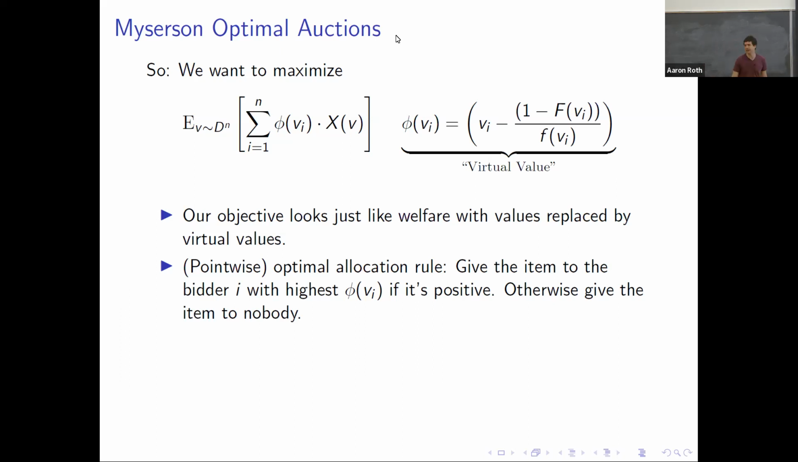And if everyone's virtual value is negative, then I would like to not allocate the item at all. Because if I gave the item to someone with negative virtual value, this expression would take on a negative value. But if I just didn't allocate it to anybody, if x_i was 0 for all bidders, then the expression would just be 0. Okay. So once the problem looks like this, the optimal option is obvious. This is what I want to maximize. I should give the item to the person whose virtual value is the largest, assuming that's a positive number. And otherwise I should not give it to anybody.